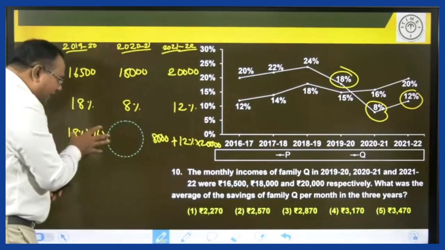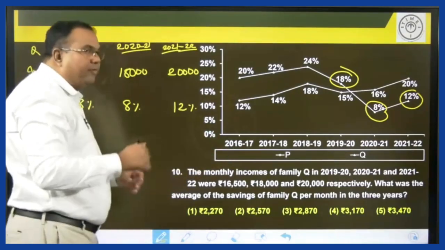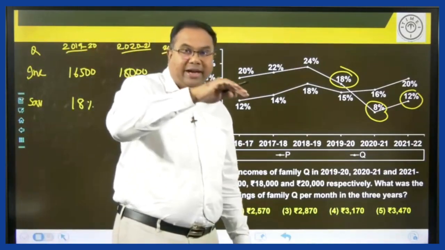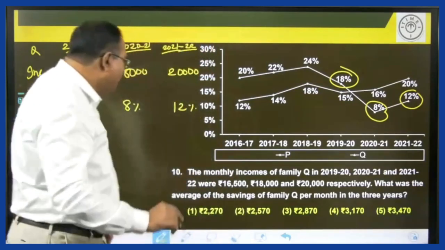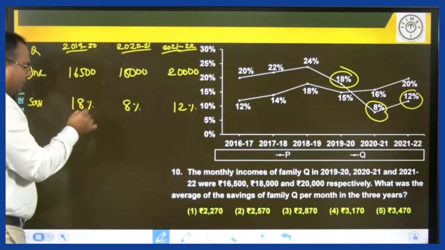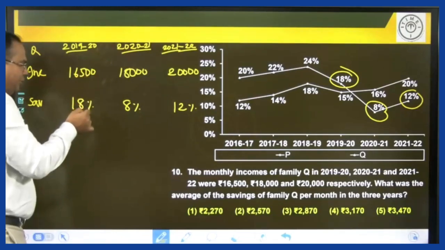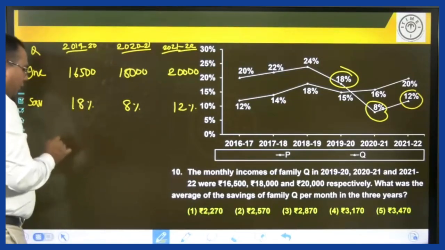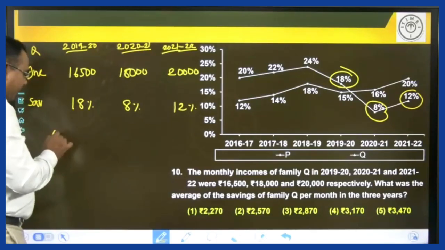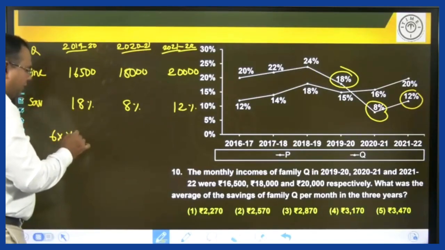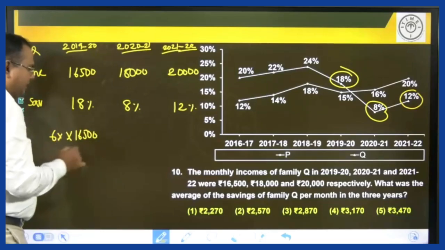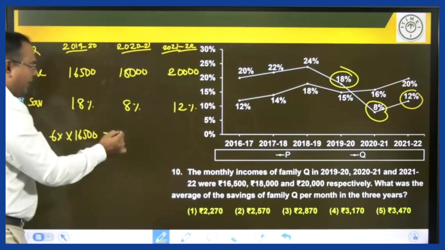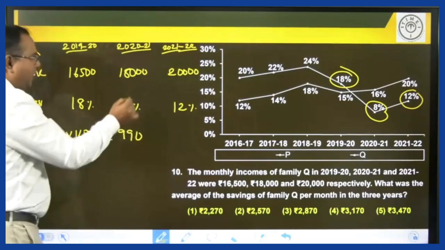Instead of doing all these, the calculations will be lengthy. So, obviously, I am finding out the average. How do you get the average? You divide the combined savings by 3. Now, if I divide by 3, either this should be divisible or this should be divisible. I can say 18% of 16,500 by 3, so obviously it will be 18 by 3, 6%. So, it is 6% of 16,500. How much is 6% of 16,500? 990.